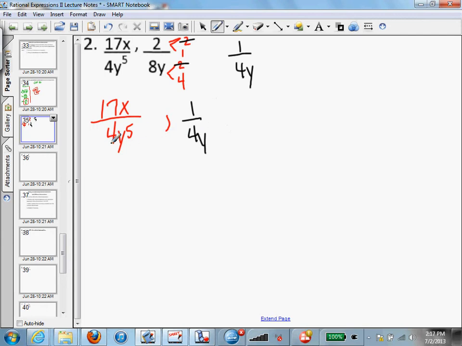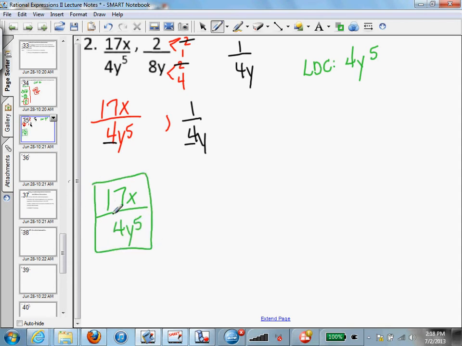Okay, so we have our numbers down. We both have 4's, which is a good place to start, but we don't have the right amount of variables. So our least common denominator is going to be, we're going to keep our 4's in there, and then our y's need to be the highest of the two, so we need to keep a 5 as the exponent to y. So 17x over 4y to the 5th is already simplified because we have our least common denominator.